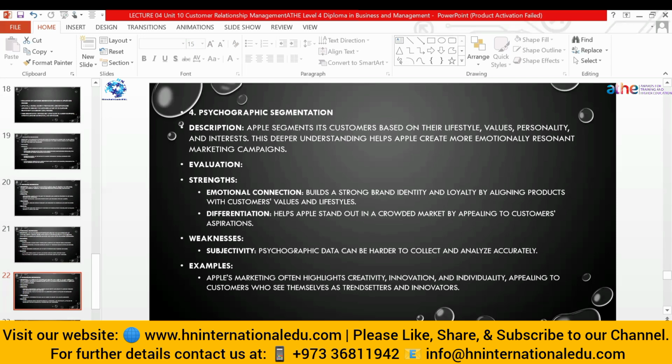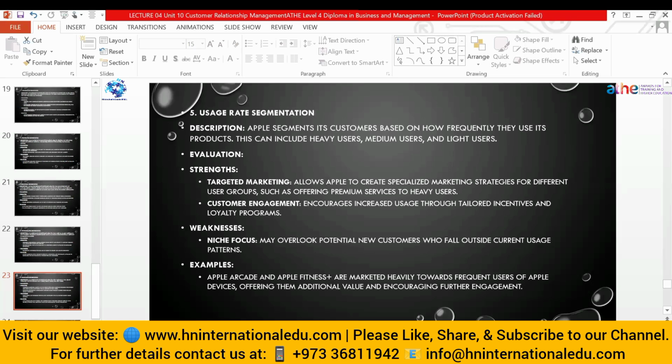products, not apps. Lastly, we have usage rate segmentation. Apple segments its consumers based on how frequently they use its product. This can include heavy users, medium users, and light users. Depending on that, few people are literally going on a monthly basis to change their charger or to buy a new one because they end up breaking it, or just forgetting where it was. Evaluation. Once I forgot my charger in the car, it was not even my car, it was an Uber. So again, it was a cost on me.